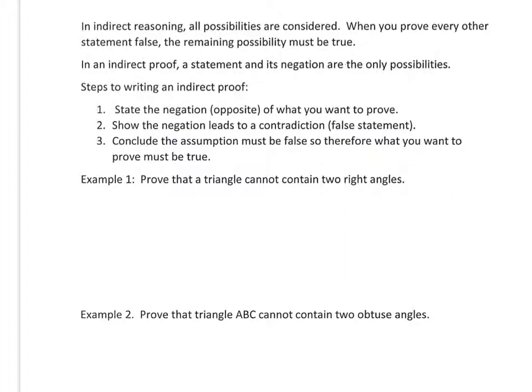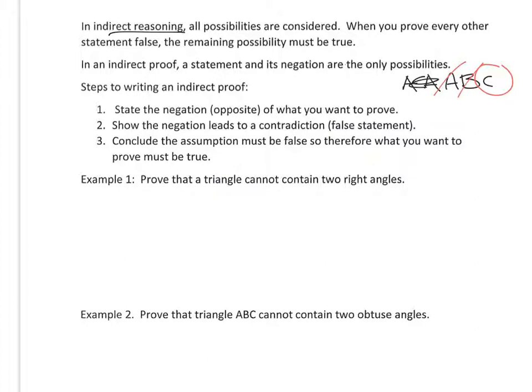And the second part of the section is indirect reasoning. In indirect reasoning, all possibilities are considered. When you prove every other statement is false, the remaining possibility must be true. For example, let's say you have three situations, A, B, and C. Either A is true, B is true, or C is true. They can't all be true. So indirect reasoning is proving this is false and this is false, so therefore the answer must be C. It's kind of like taking a multiple choice test and crossing off all the possible ones, and it leaves you with the right answer.